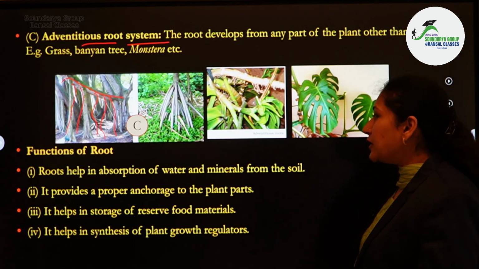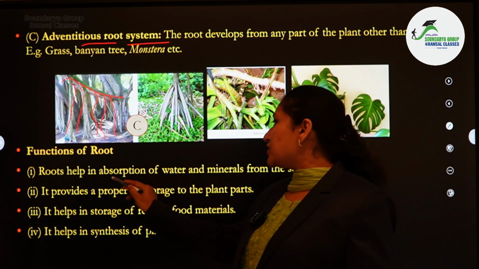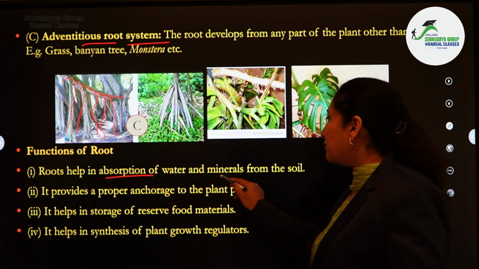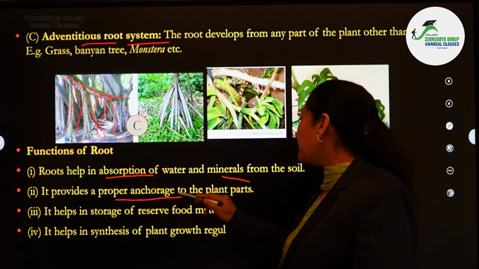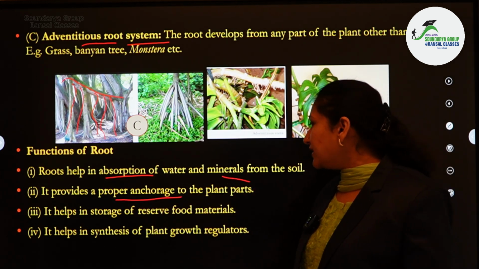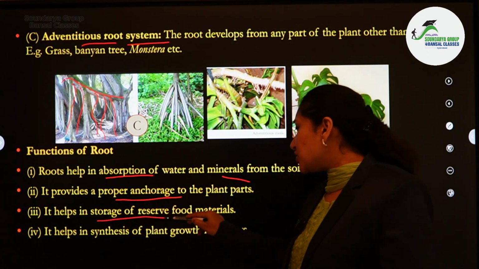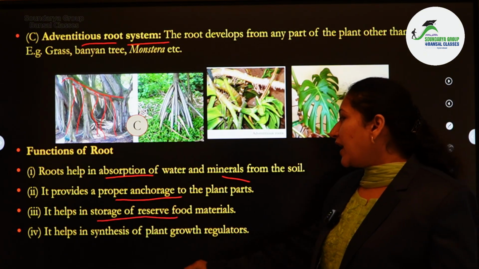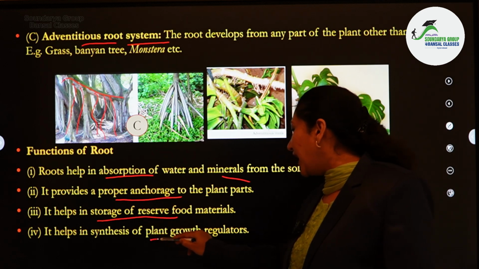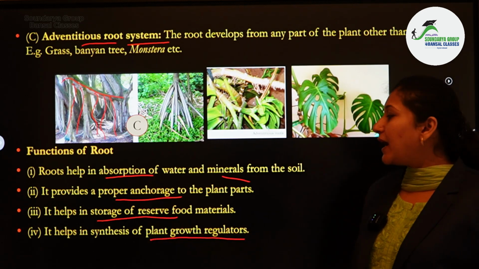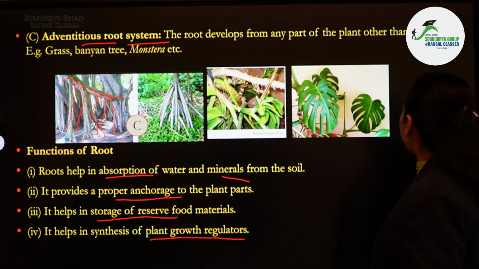What are the general functions of the root? The general functions of roots are absorption of water and minerals. It gives proper anchorage to the plant. It also stores reserve food material, and it helps in synthesizing plant hormones. These are known as plant growth regulators.